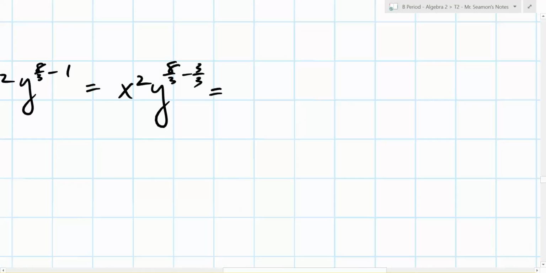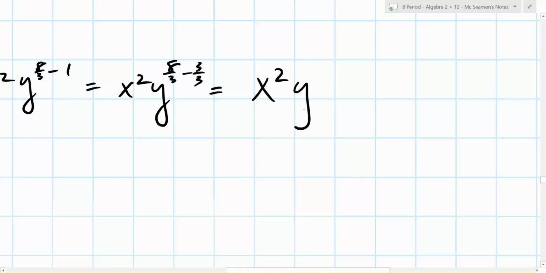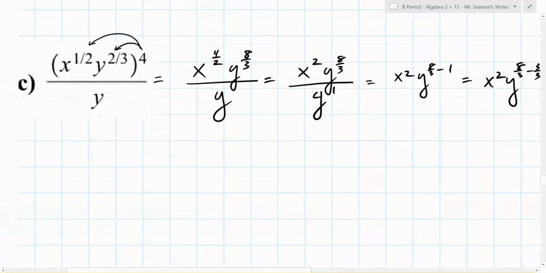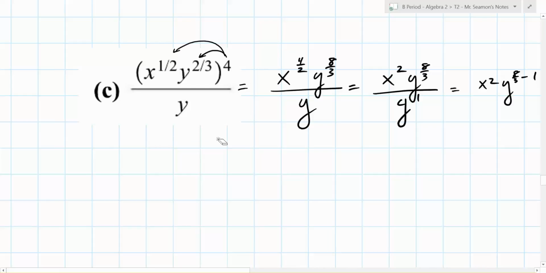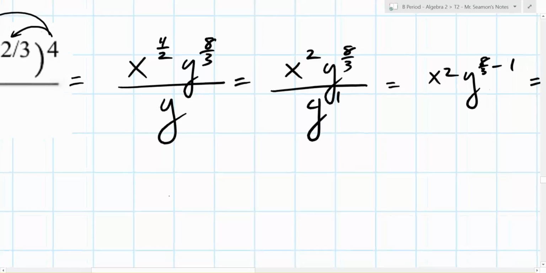So the answer is going to be? Squared y to the 5/3. Yes. So the way you do that, we're going to do that one more time here. You take that 4, and what do you do with the 4? Distribute it, multiply times the other power. So that's how you get to this step, step 2 right here.